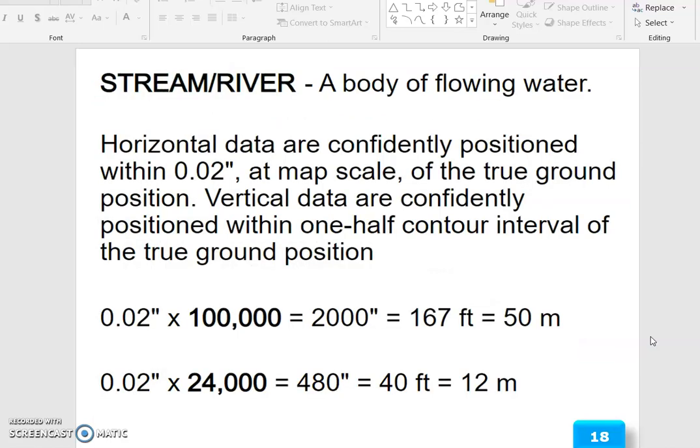So the stream or river is a body of flowing water. Horizontal data are confidently positioned within 0.02 inch at map scale of the true ground position. The vertical data are confidently positioned within one contour interval of the true ground position. So like feet to meter, the formula is used to calculate.